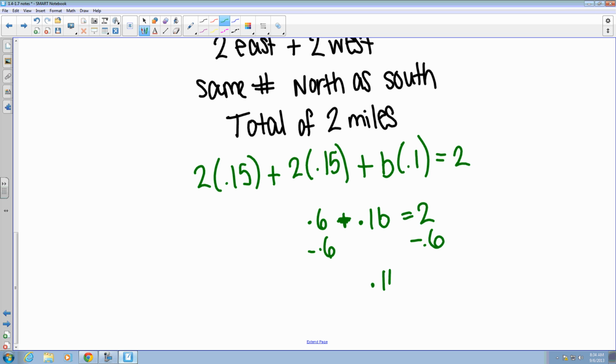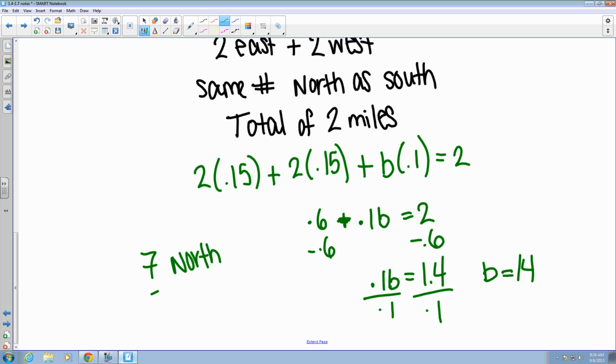So we have 0.1b, and that's 1.4. So then we divide by 0.1 to solve for b. That's 14. That's telling us that we go 14 north-south blocks. But if we have the same number north as south, we don't go 14 north and 14 south. We go 7 north and 7 south. And that is our final answer.